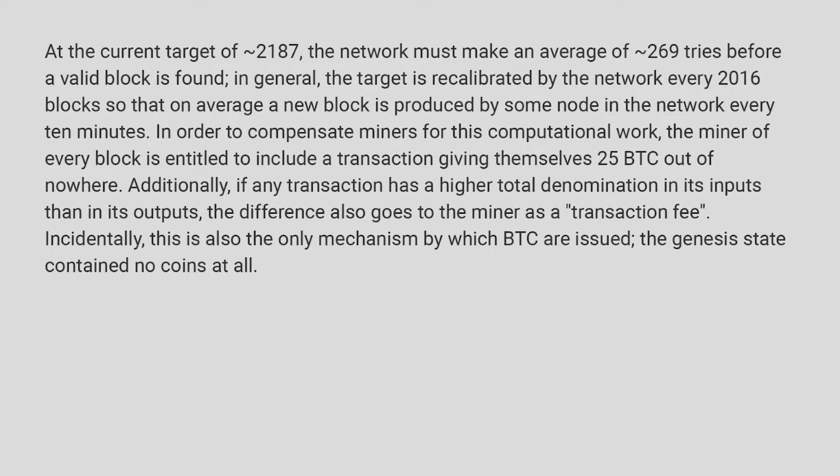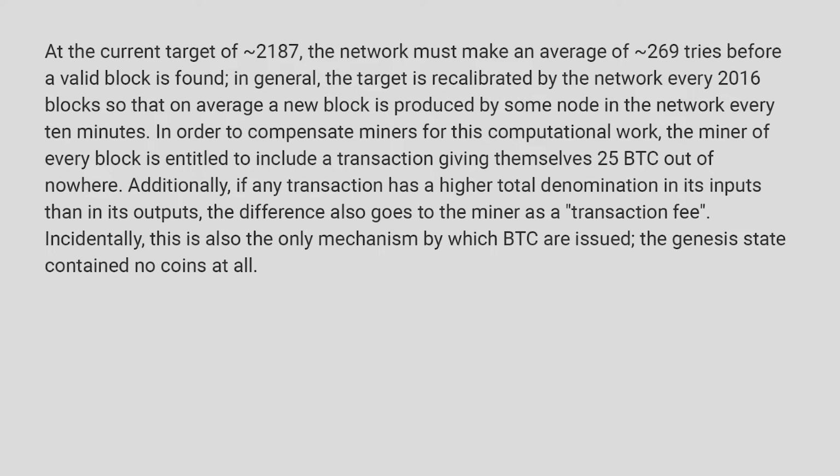At the current target of approximately 2^187, the network must make an average of approximately 2^69 tries before a valid block is found. In general, the target is recalibrated by the network every 2,016 blocks, so that on average a new block is produced by some node in the network every 10 minutes.